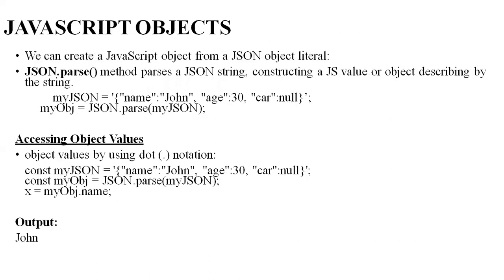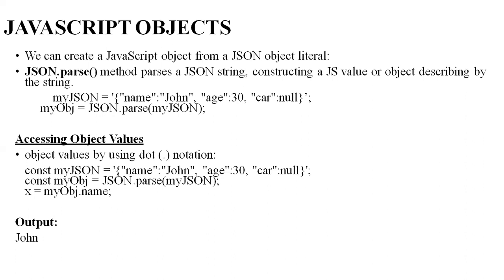Now we move to the JavaScript object: how to use it with the help of JSON. We can create a JavaScript object with a JSON object. The JSON.parse method can be used on a JSON string, constructing a JavaScript value or object described by the string. myJSON is an object: name John, age 30, car null. myObj is JSON.parse(myJSON).